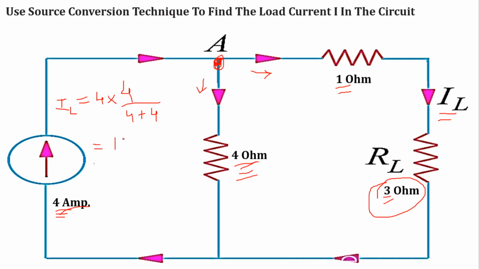So which is equal to 16 divided by 8. So IL is equal to 2 ampere. That is our answer. IL is equal to 2 ampere. So this is the current and it is having a magnitude of 2 ampere, and that is our answer. So this is the way to use the source conversion technique to find out the circuit parameter. Clear?